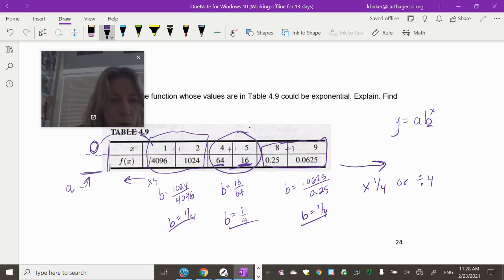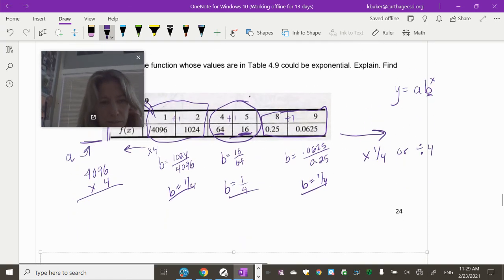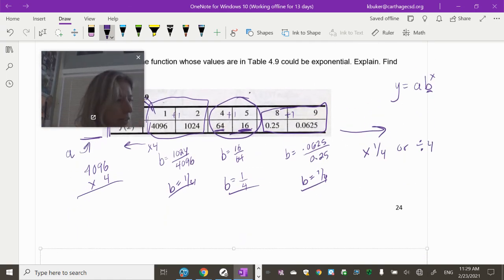And since 0 and 1 are consecutive numbers, I can find my a value by just doing 4096 times 4. It's going to be a big number. But that is the correct b value. So if I calculate this, I'm going to get 16,384. So my a value is 16,384. My b value is 1/4.